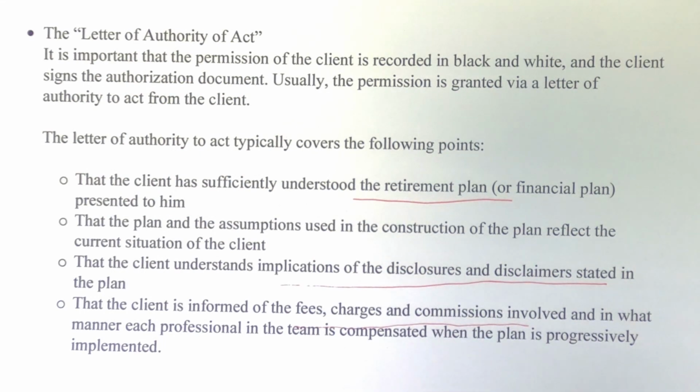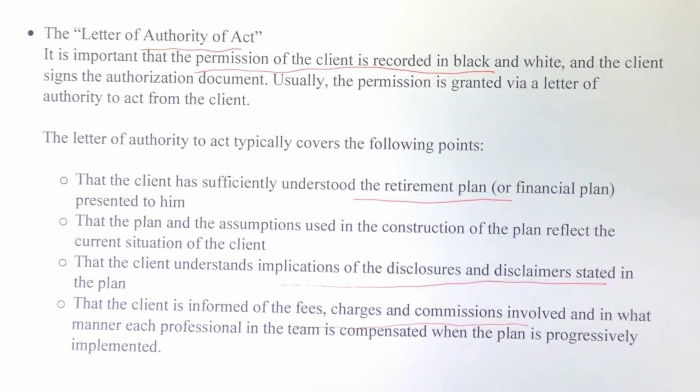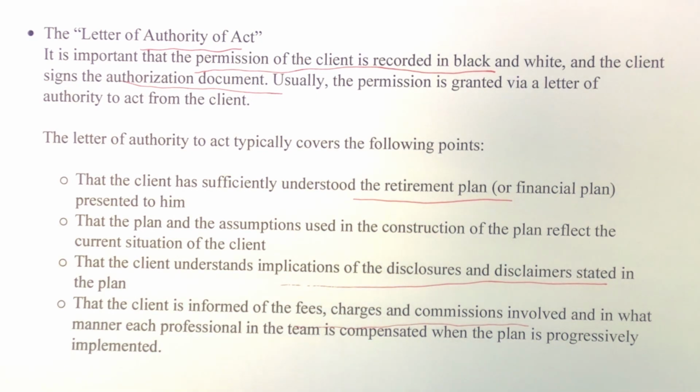Step 5 is about implementing the retirement plan. It is where the financial planner must include the letter of authority to act in the financial planning report. This is because it is important that the permission of the clients is recorded in black and white, and the client signs the authorization document in the letter of authority to act. Usually, the permission is granted via a letter of authority to act from the client.